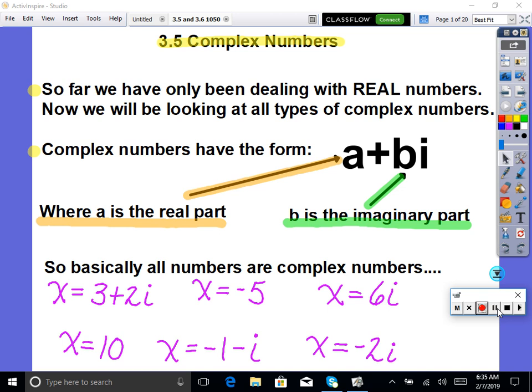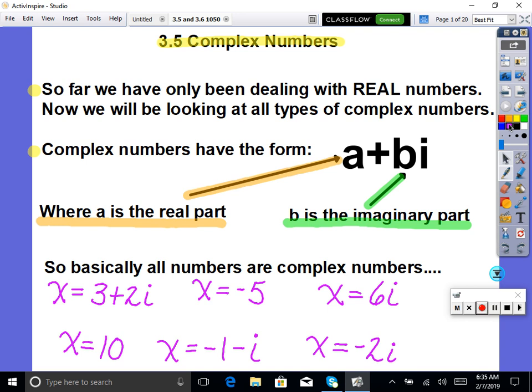Okay, awesome. So 3.5 is complex numbers, which is straightforward as heck. We've seen this 10 million times. So far in this unit, we've really only been dealing with real numbers and real roots and whatnot, so not imaginary. But now we're going to be looking at all types of complex numbers.